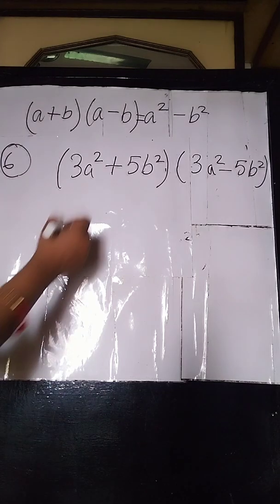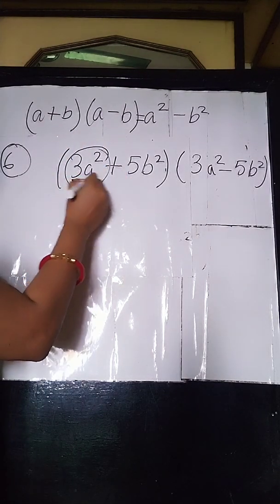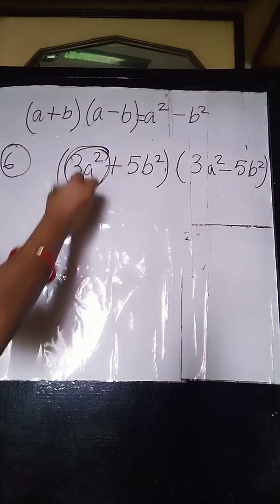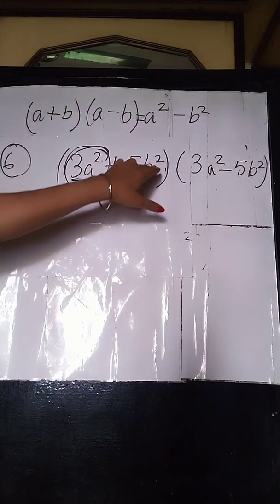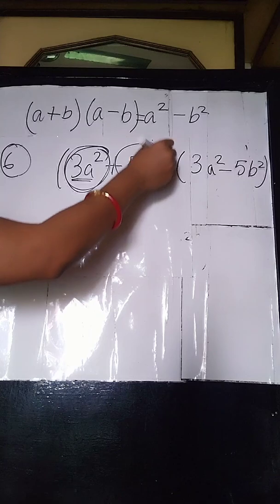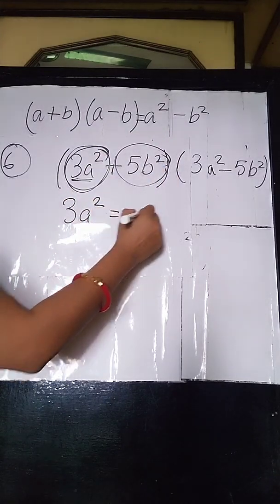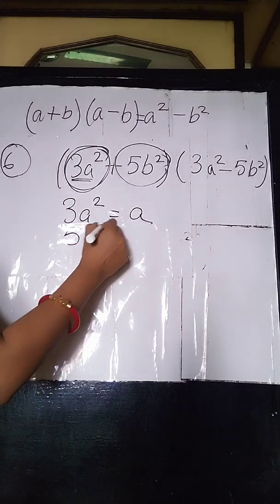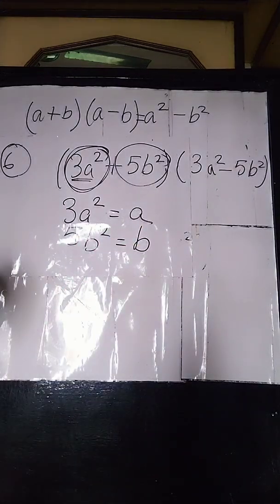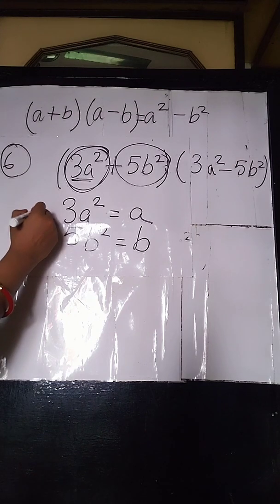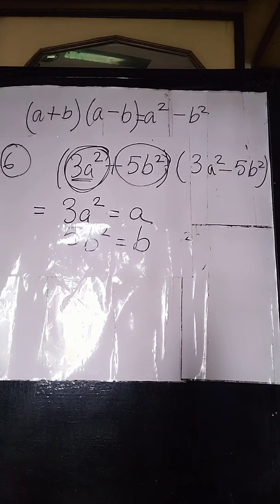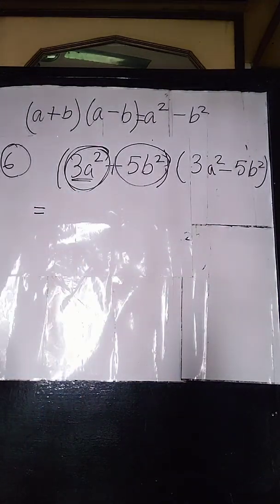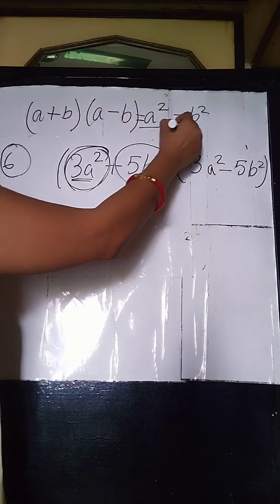Now here please try to understand carefully that 3a square is the first term, not 3a only, but 3a including this square is the first term, and 5b square, including this square, is the second term. So we will assume 3a square as the first term a and 5b square as b, and then solve the sum. What will we write in the next step? We will try to relate this sum with the formula (a plus b) into (a minus b) and solve the sum.